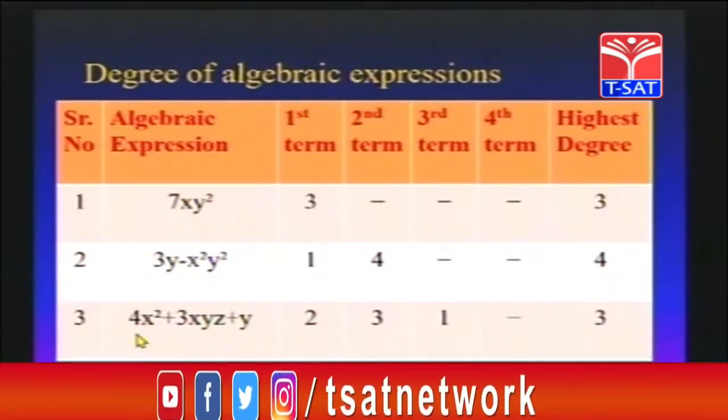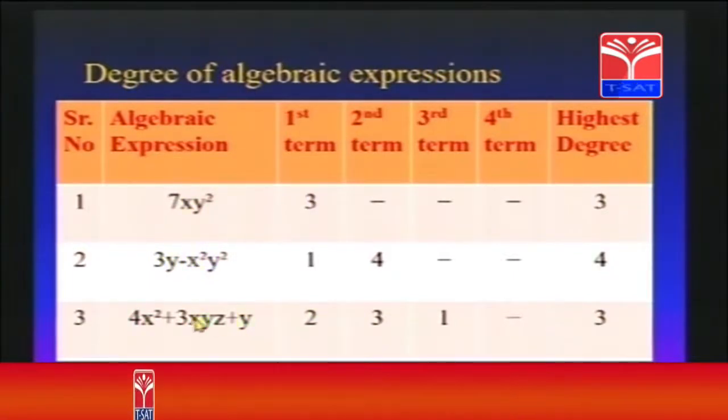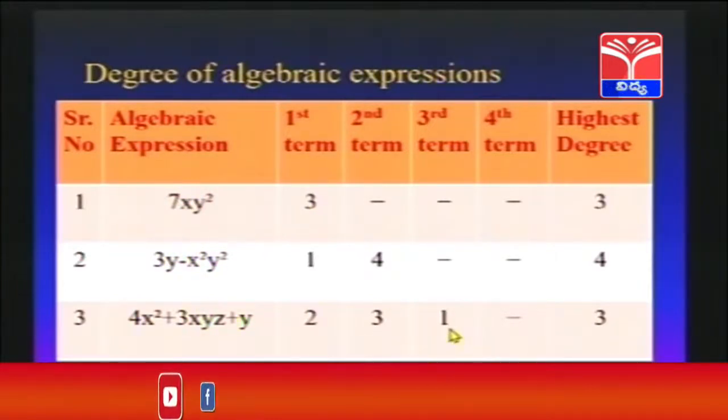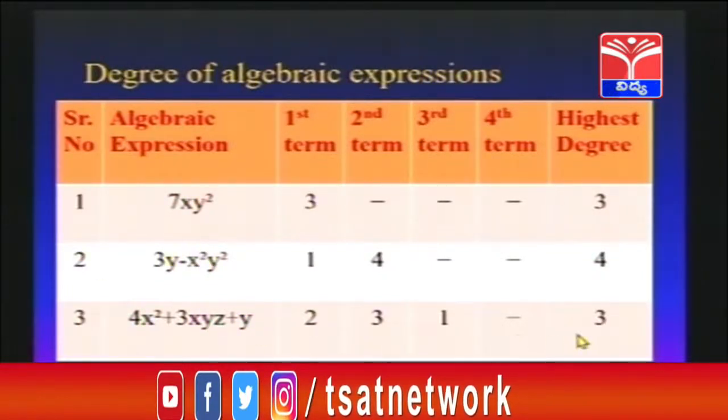Next one, 4x square plus 3xyz plus y. Here as you see, the exponent of variable x is 2. The second term, 1 plus 1 plus 1, that is 3, and the last one is 1. So what is the highest degree here? 3. So the degree of this particular expression is 3.